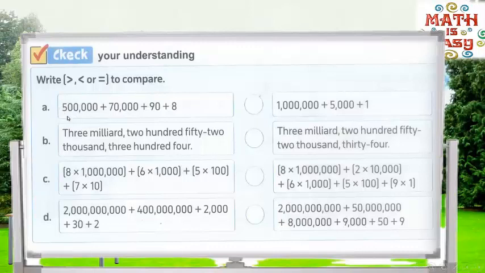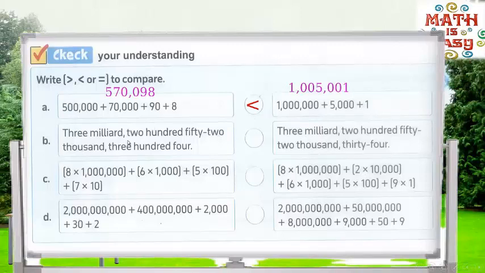Here I have 500,000 plus 70,000 plus 98 in expanded form. Write the number in standard form. It's so easy, and we learned that in the previous lesson, lesson 3. Here we have 1 million plus 5,000 plus 1. Before writing, we have 500 thousand here and 1 million here. That means this number is bigger. So the second number is more than the first number.